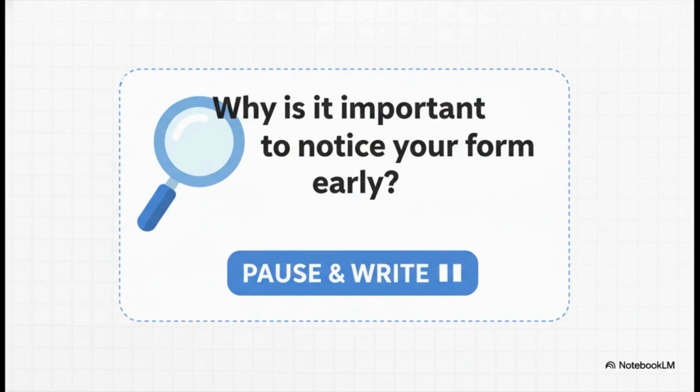So let's think about this one more time. On your workbook page, you'll see a question: why is it important to notice form early? Take a moment and try to answer that in your own words. You might write something like, "If I notice it early, I can make a small fix before I waste a bunch of time or just give up." Go ahead and pause here, think about it, and write down what you think.